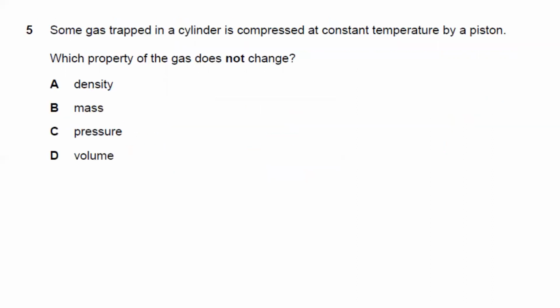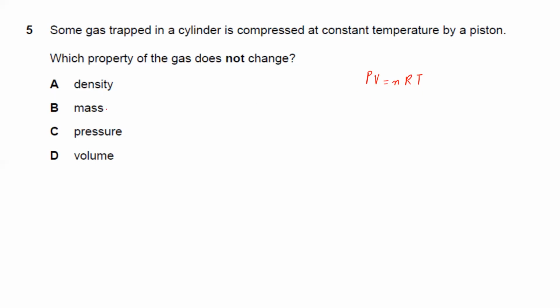Next question. Question 5 says some gas trapped in a cylinder is compressed at a constant temperature by a piston. Which property of gas does not change? So remember the law PV equals nRT. The pressure of the gas can change, the volume of the gas can change, the temperature of the gas can change, but overall the mass of the gas won't change.